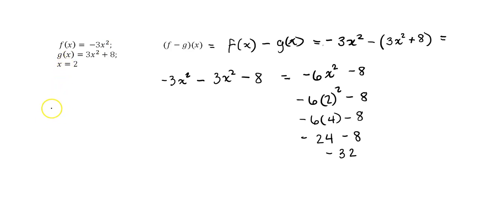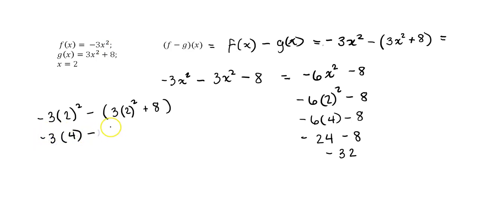I could take this, I could say my negative 3, and then I'm going to have my 2 squared minus 3 times 2 squared plus 8, so that quantity, all right. So here I'm going to have negative 3 times 4 minus, I'm going to have my 3 times 4 plus 8.